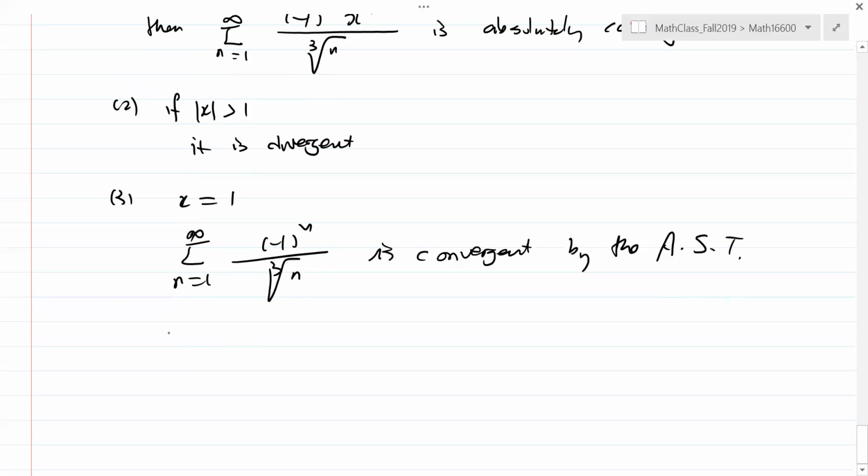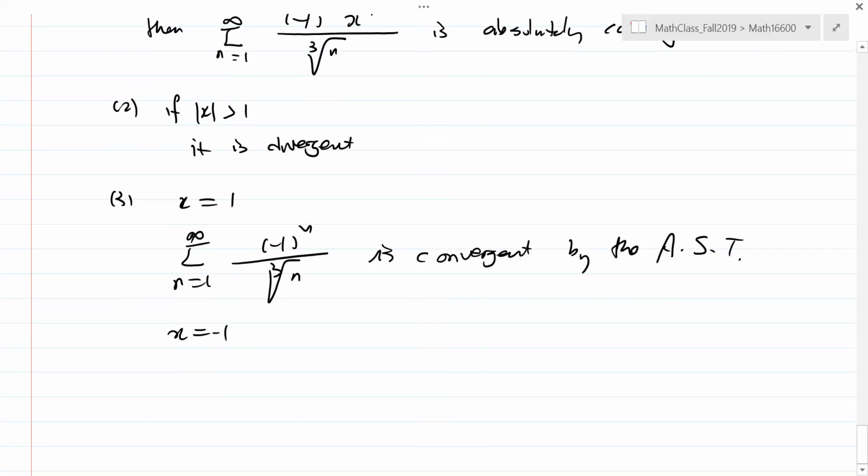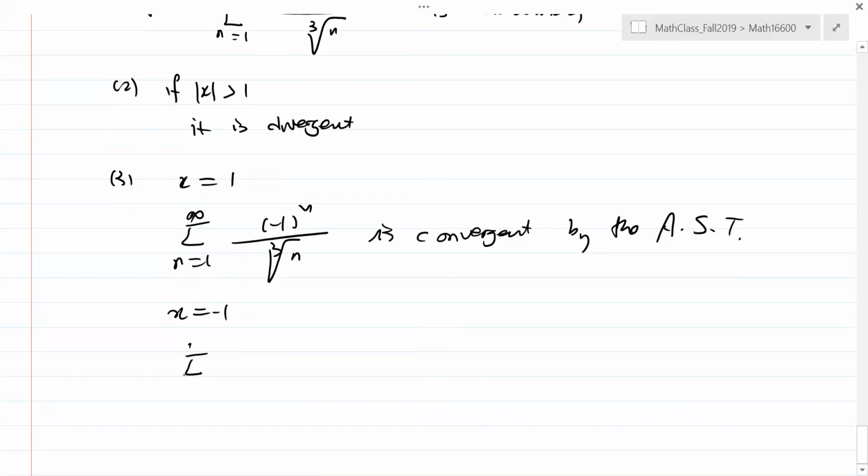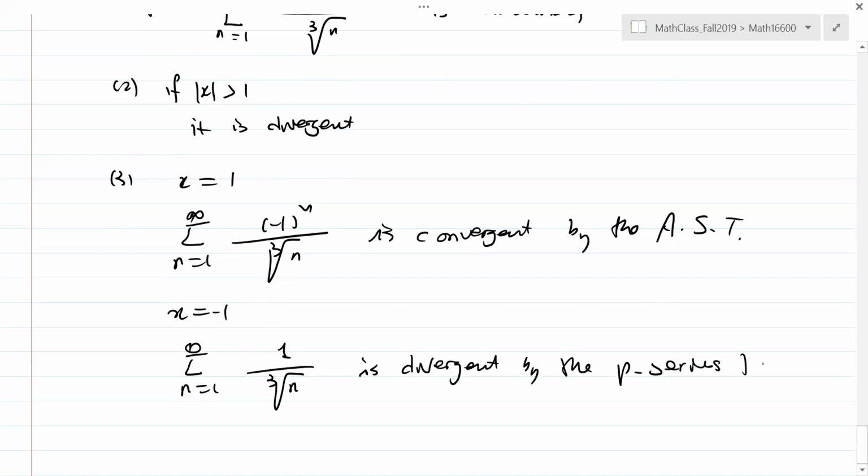So when x equals negative 1, what do you get? When x equals negative 1, you will get the series 1 over the third root of n, since negative 1 to the power n times negative 1 to the power n is positive. And this is divergent by the p-series test.